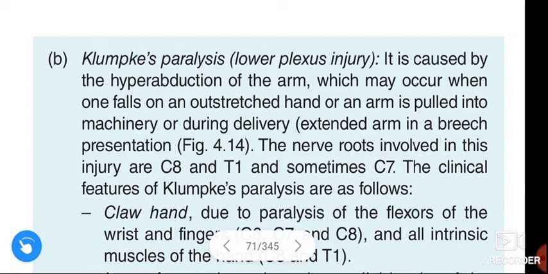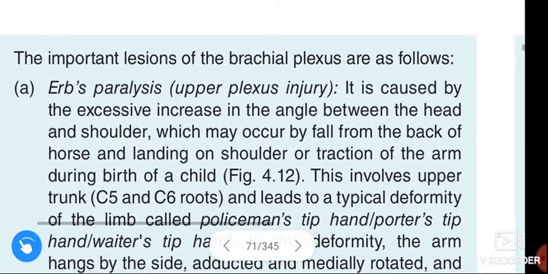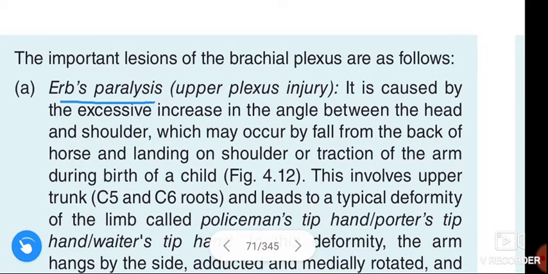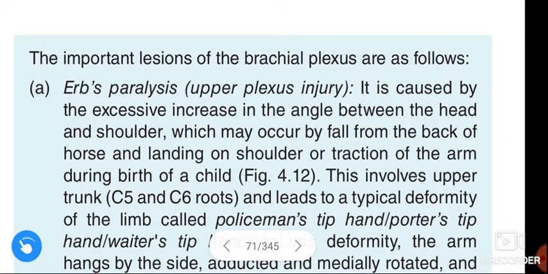When the injury of the brachial plexus occurs at the upper position or upper trunk, that is the C5 and C6 roots, this may cause Erb's paralysis. Erb's paralysis is caused by injury of the upper brachial plexus, that means upper trunk injury, that means the C5 and C6 roots of the brachial plexus are injured.